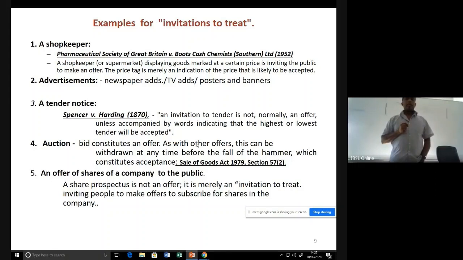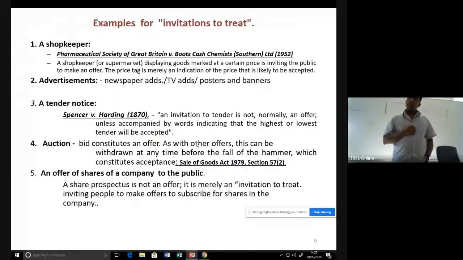The answer is it is not an offer. Not an offer. It is only an invitation to treat. That means the shopkeeper is requesting offers from the buyers, from you. Right? So you have to make the offer. You have to make the offer.